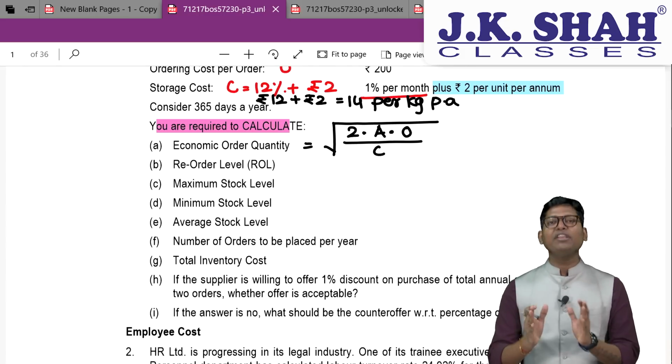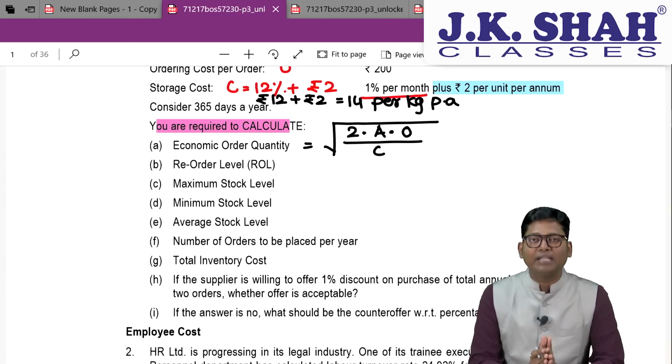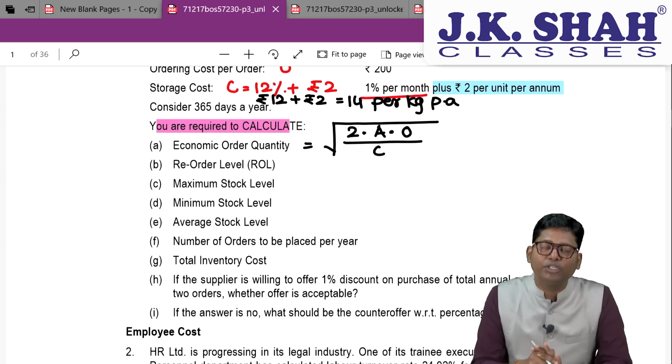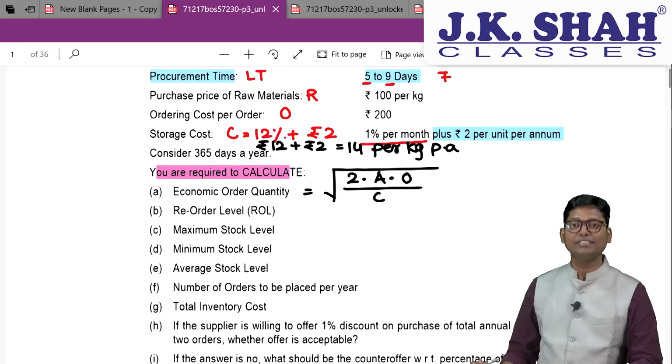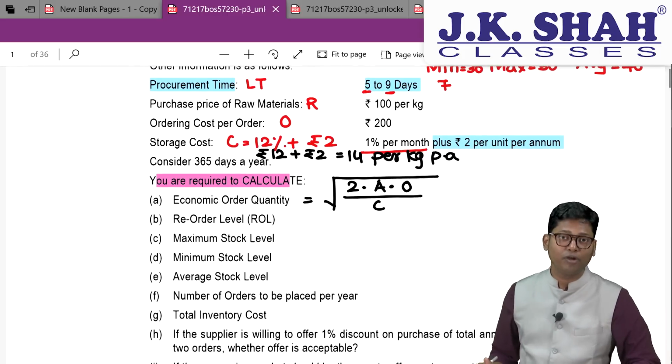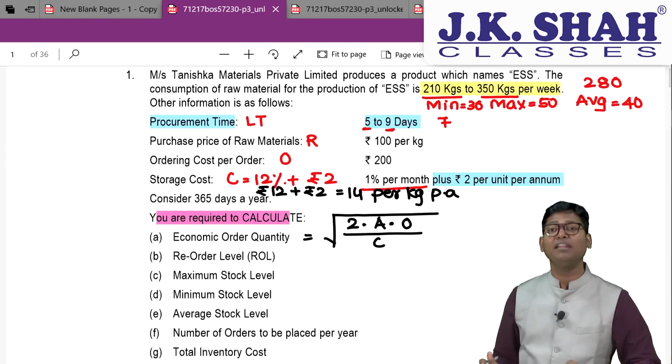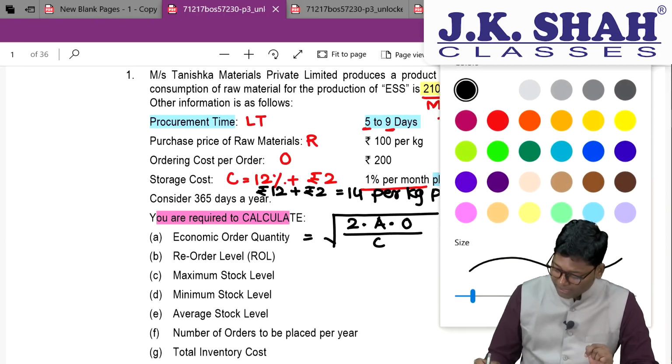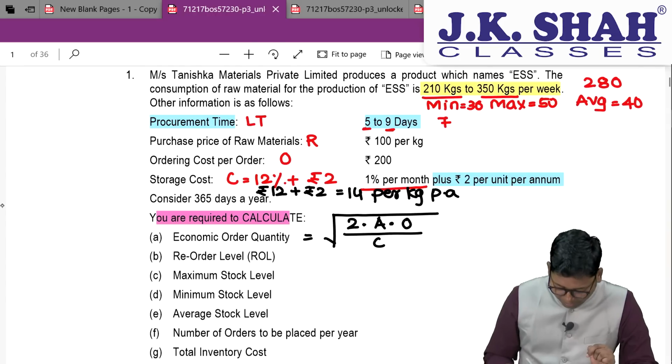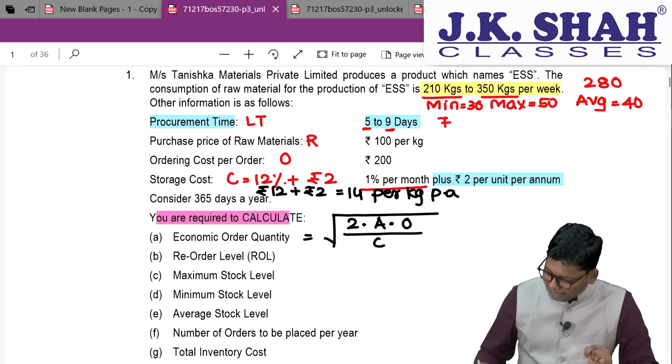Now, whenever you are calculating EOQ, 3 things are required. The very first thing required is the annual consumption of raw material, annual purchases of raw material, or annual requirement of raw material. The annual requirement of raw material is not given anywhere in the question. Whenever it is not directly given in the question, in that case you should compute it.